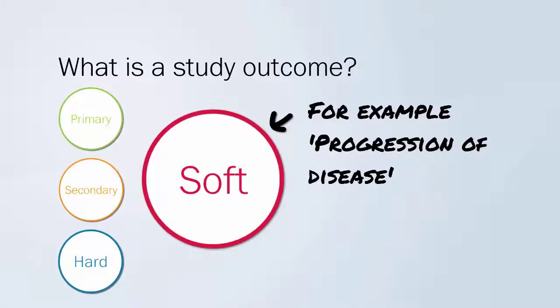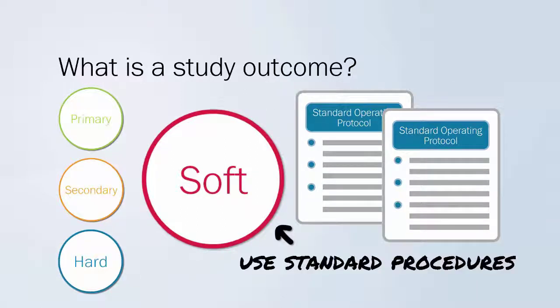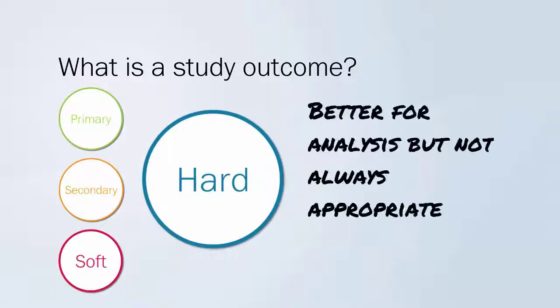Soft outcomes are, by definition, more subjective, as they depend on the investigator who is carrying out the examination. Their definition of progression may differ from another investigator's definition. It is therefore important to use standardized procedures and definitions in any study. Decisions may also be reviewed by a third party. Hard outcomes are better when it comes to analysis, but are not always appropriate for the study.